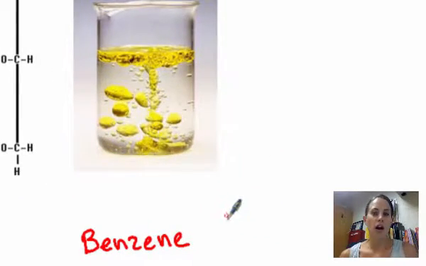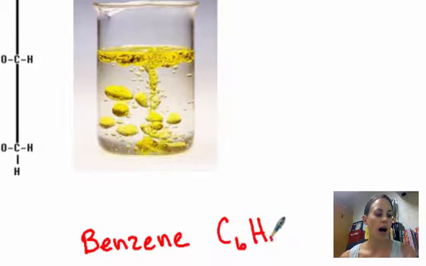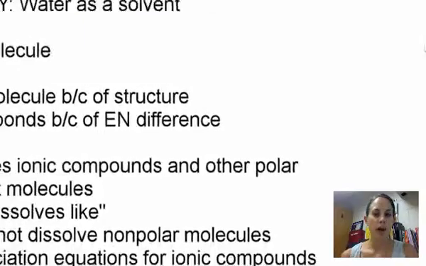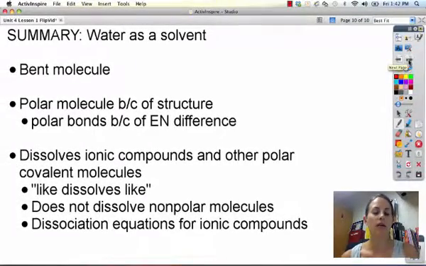Okay, so have we answered our question, why is water the number one solvent? Let's review. There are so many ionic compounds and polar molecules that water is such an important solvent for dissolving them. It's a bent molecule. We've established that because of its Lewis structure. It's polar because of its structure, with polar bonds because of that high electronegativity difference between the atoms, which means uneven pull of the electrons. Like dissolves like is a very important rule here.